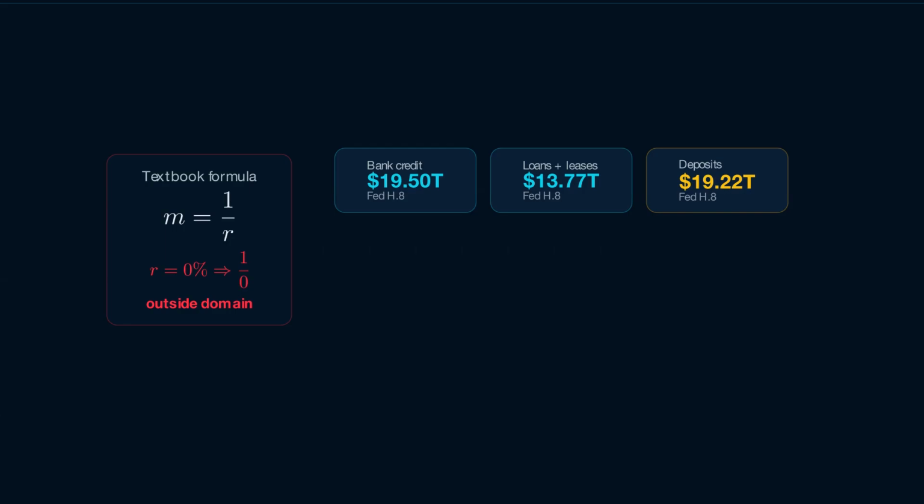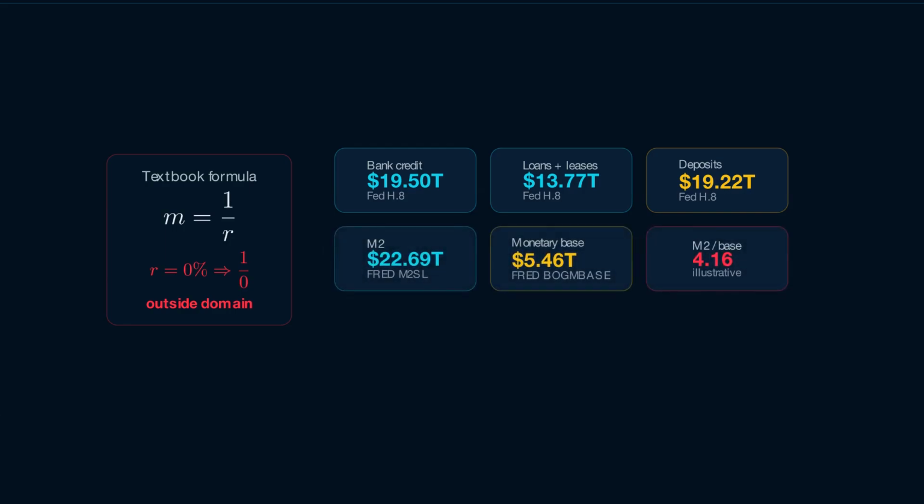In the Federal Reserve H.8 release dated May 15, 2026, United States commercial banks held about $19.5 trillion in bank credit. Loans and leases were about $13.77 trillion. Deposits were about $19.22 trillion. The broader money aggregate M2 was about $22.69 trillion in March 2026. The monetary base, currency plus reserve balances, was about $5.46 trillion.